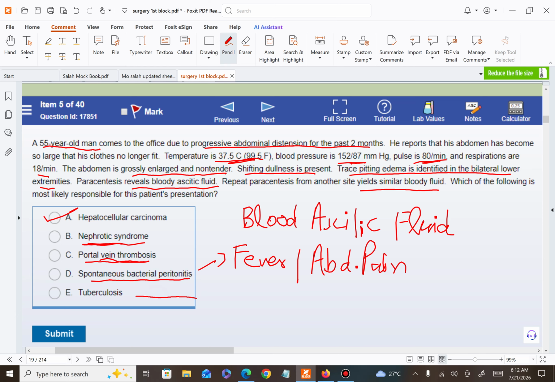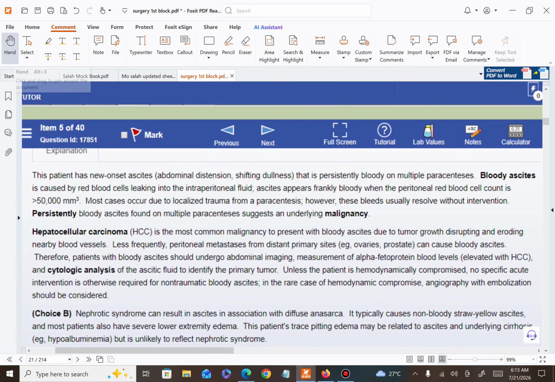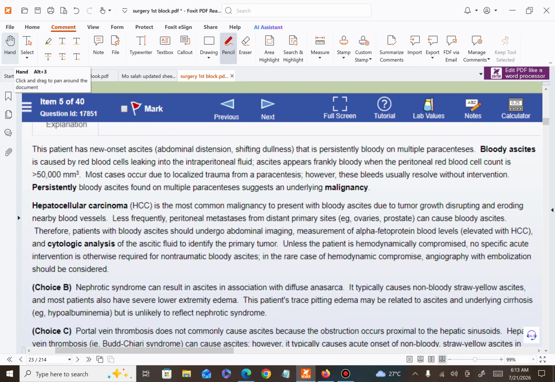In tuberculosis there will be ascites, but the ascitic fluid is straw colored, plus there will be symptoms like fever or night sweats, which are absent in this patient. So tuberculosis is also not right. Let's move to the explanation of this question.